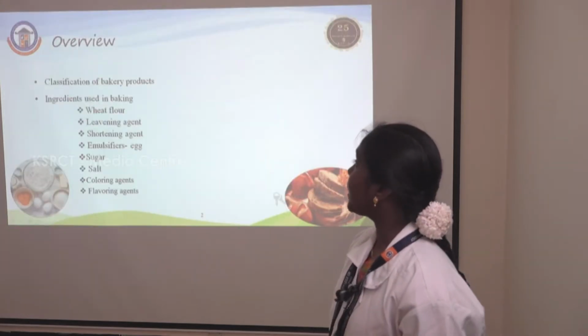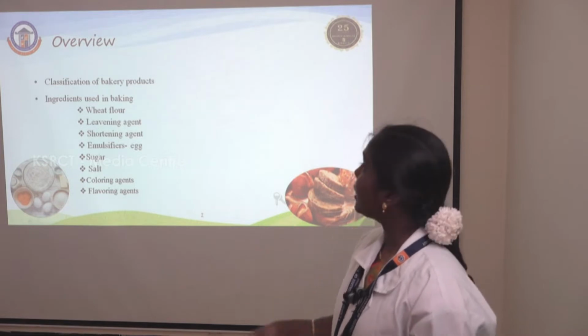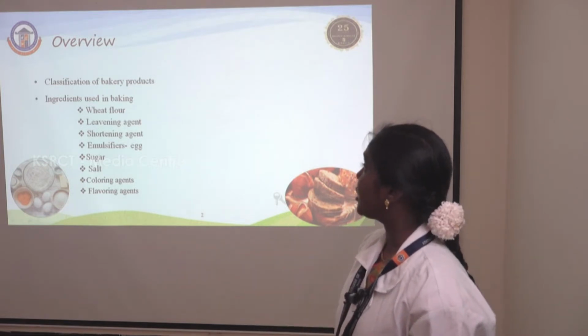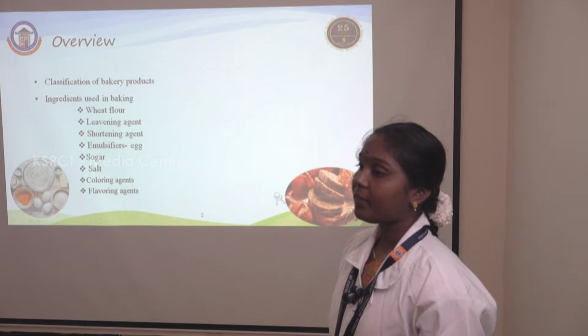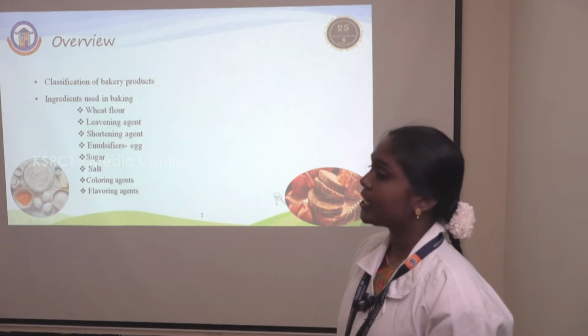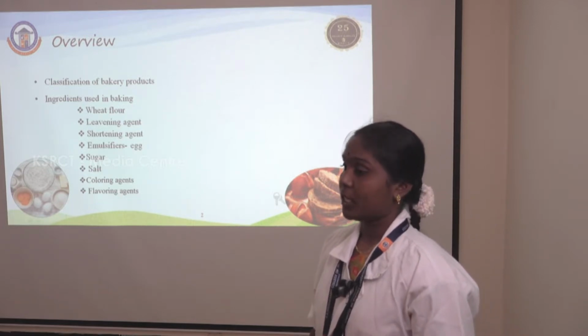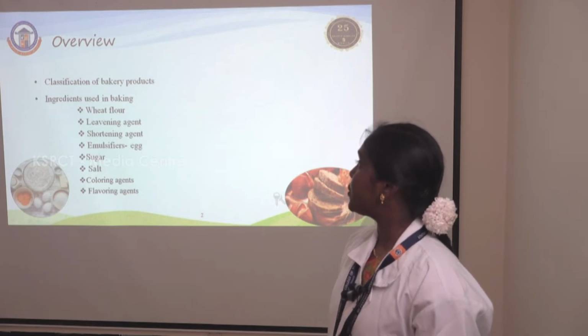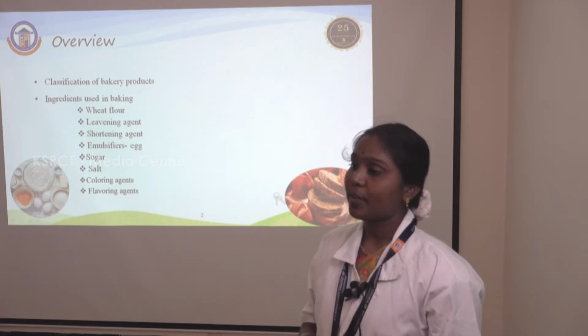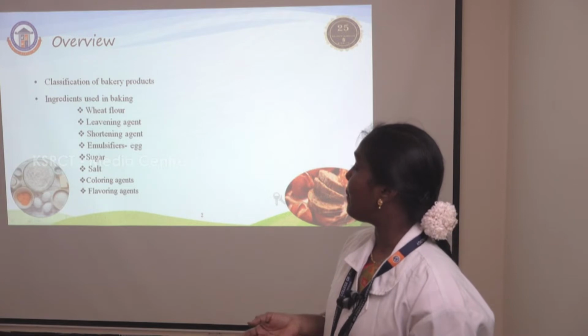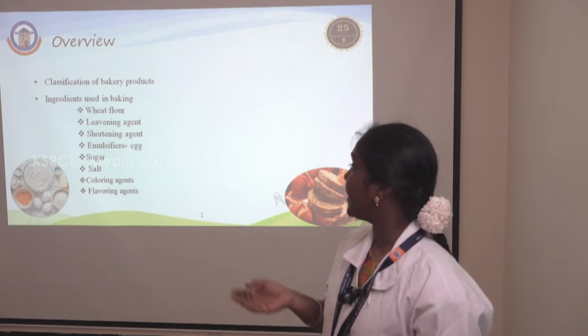So today I will go with an ingredient subject. I will give an overview about classification of bakery products. After that I will give an explanation about ingredients used in baking and confectionery. First of all, the ingredients used in baking and confectionery are classified into two categories. One is major ingredients, another one is minor ingredients.